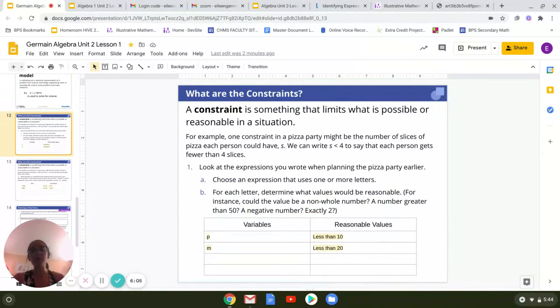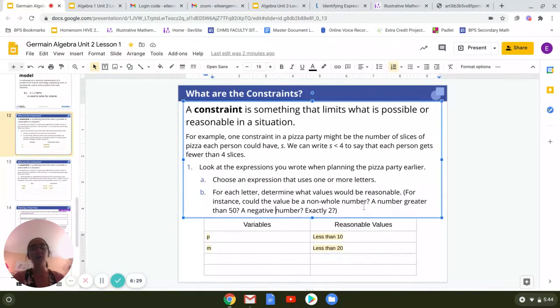So for number 12, we're talking about constraints. In this pizza party, you're looking at the expressions you wrote when planning your pizza party earlier. You're going to choose an expression that uses one or more letters, and for each letter, determine which values would be reasonable. For instance, could there be a non-whole number, a whole number, a number greater than 50, a negative number, exactly 2? What are some reasonable values here?